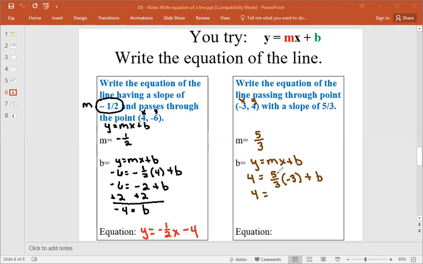Okay, so when I multiply this through, 5 times -3 is -15. And -15 divided by 3 is -5. Then add 5 to both sides. So b is equal to 9. And now we can come in and write our equation. Y equals, we put in the slope, 5/3 x, and then we put in b, plus 9. So find your slope, mark your x and y, plug into the equation to solve for b, and then rewrite the equation without the x and y.